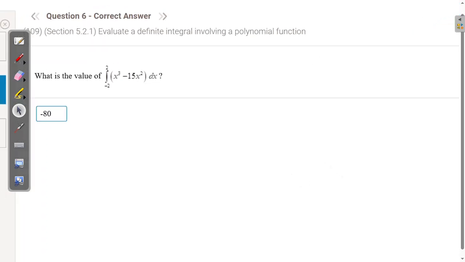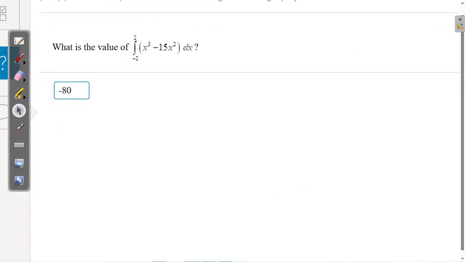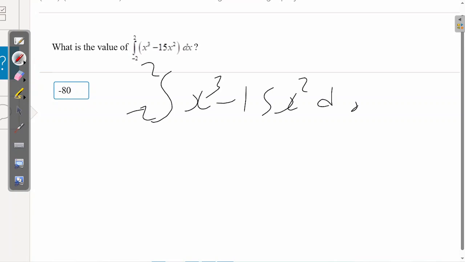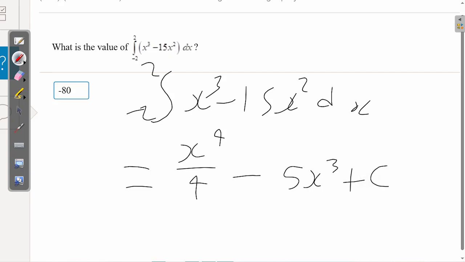Okay, the value of the integral from negative 2 to 2 of x cubed minus 15x squared dx. So let's do it. So let's integrate. It will be x to the power 4 over 4 minus 15x cubed over 3, which will be 5x to the power 3. Okay, not plus c, my bad. When you have a definite integral, you don't put plus c. So from negative 2 to 2.